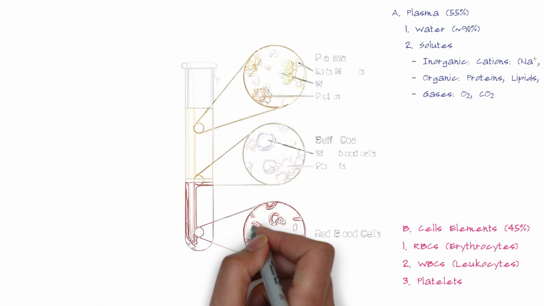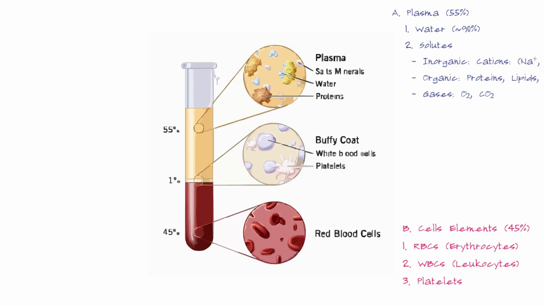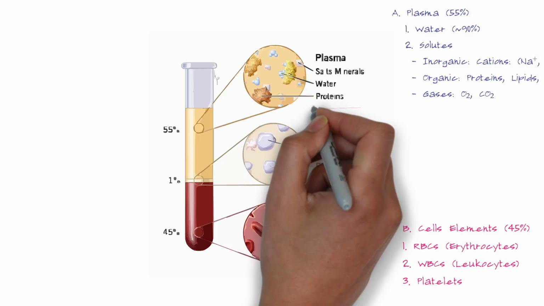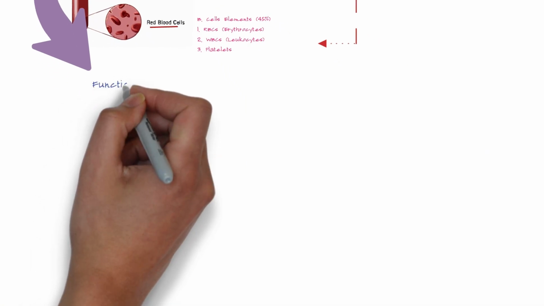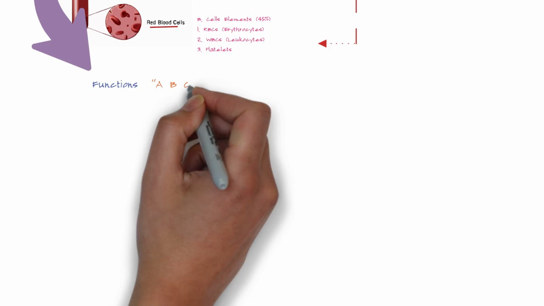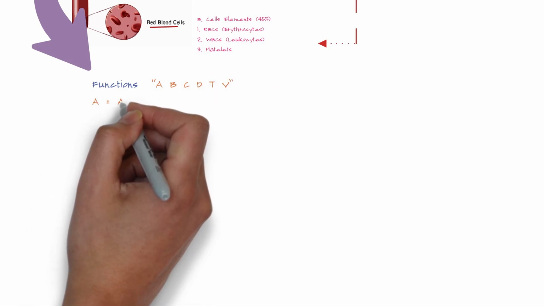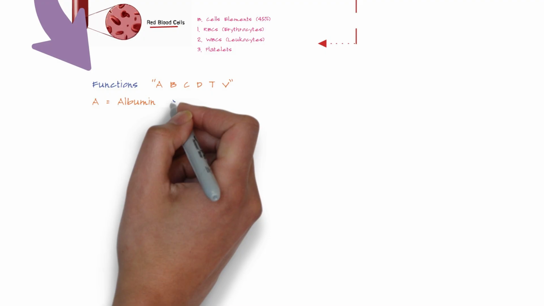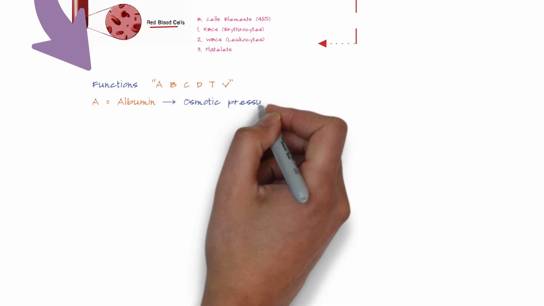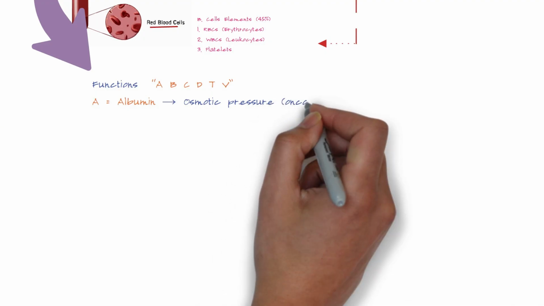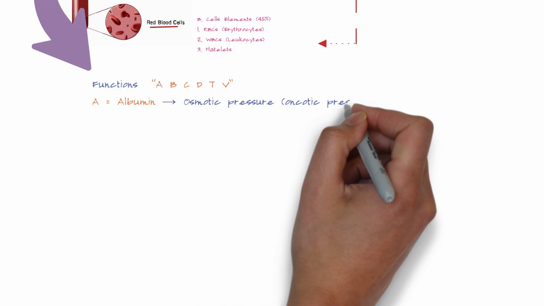Here we are going mainly to discuss two important things. First, the plasma protein, then the main topic for today, the blood cells. So let's start with the plasma protein and their function. A simple effective way to remember is ABCDTV. A stands for albumin. Albumin is the main protein responsible for maintaining the oncotic or osmotic pressure in the blood because it is a large molecule. It cannot leave the capillary, so it retains water.